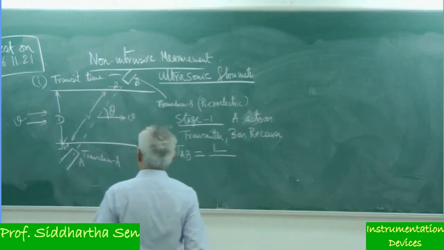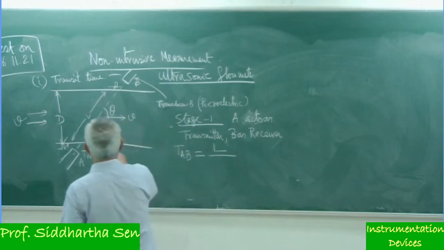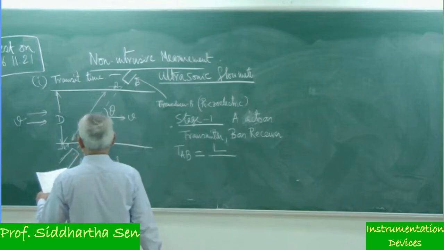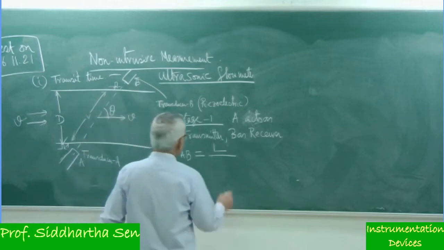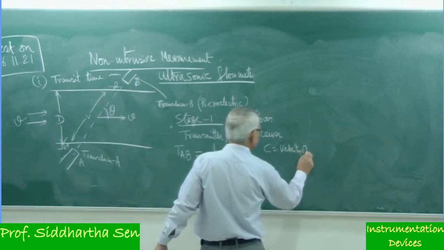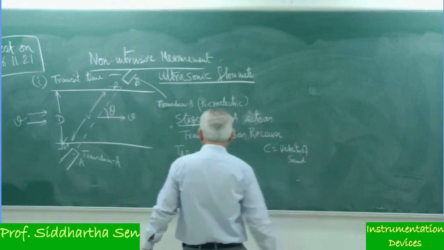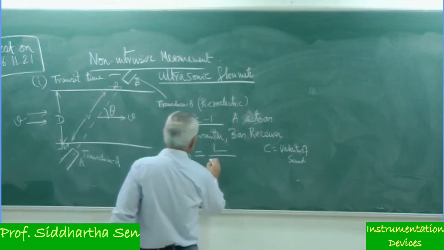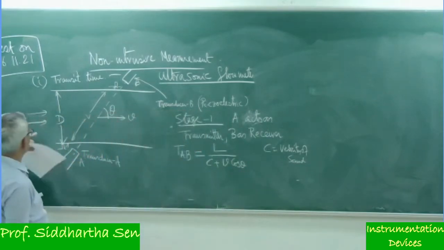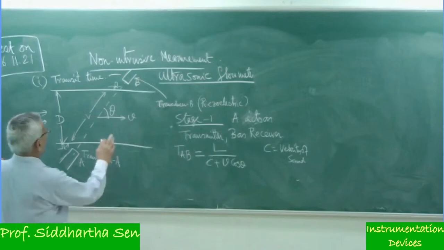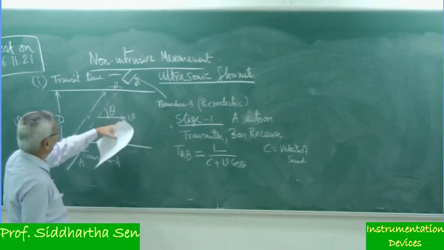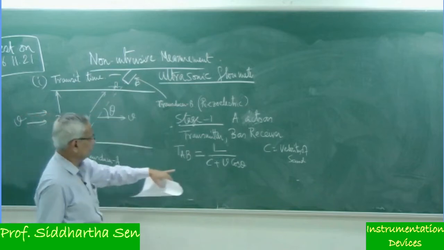So T_AB is basically, if I call it L, that is the length L, and what is the velocity? C is the velocity of sound. So in that case, it is c plus v cos theta. Okay, because you see the velocity of sound, and here is the velocity of the liquid or fluid. It is assisting that one, so it is c plus v cos theta.